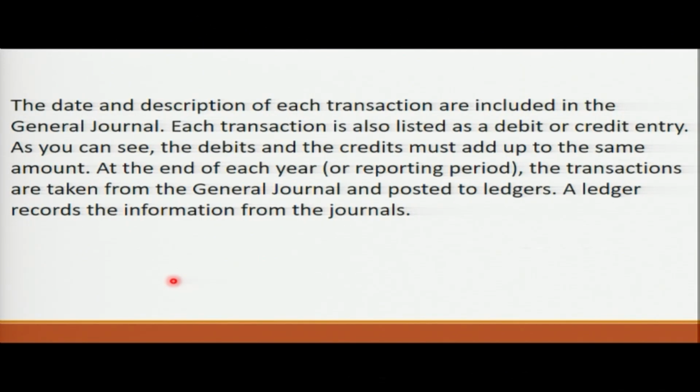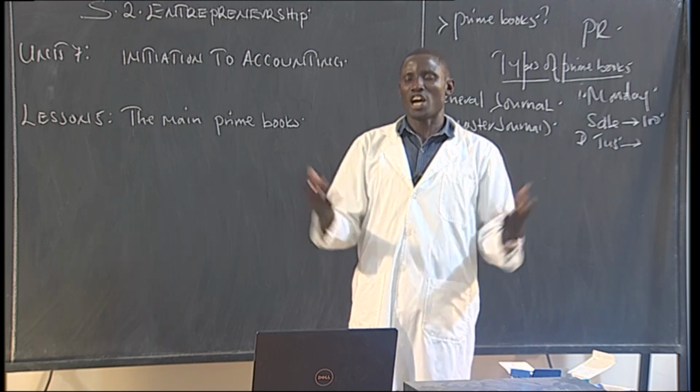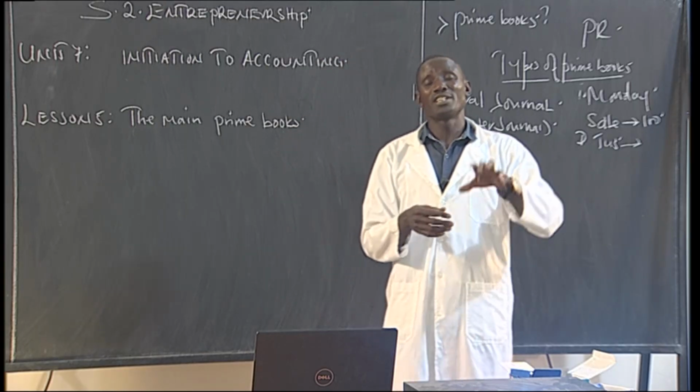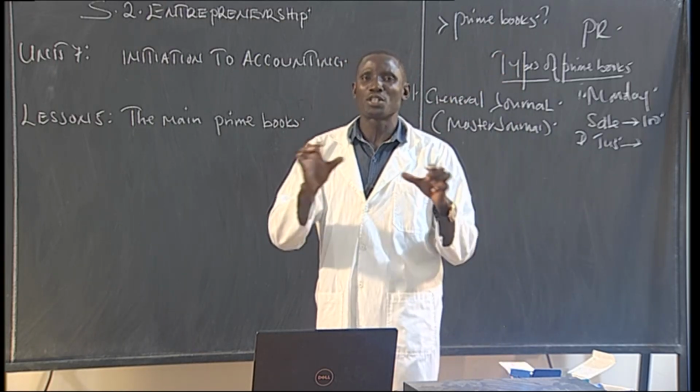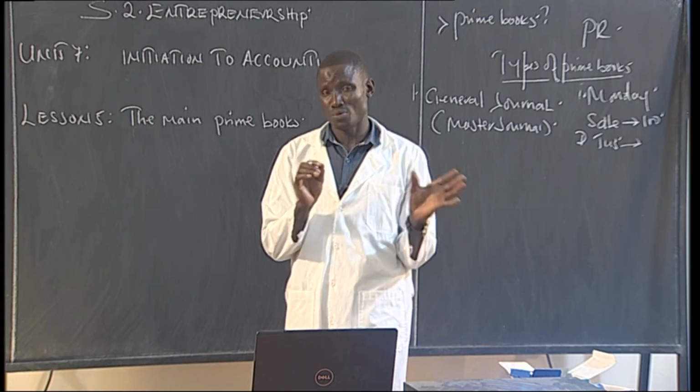You enter your transactions in the general journal when it is a debit or a credit, isn't it? Then as you can see, the debit and the credit sides must add up to the same amount. And at the end of each year, or the reporting period, because you can say my reporting period is at the end of the year, or at the end of the month, or at the end of the week.